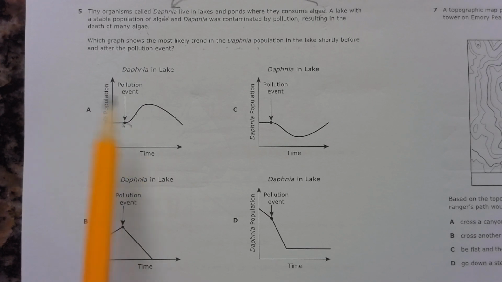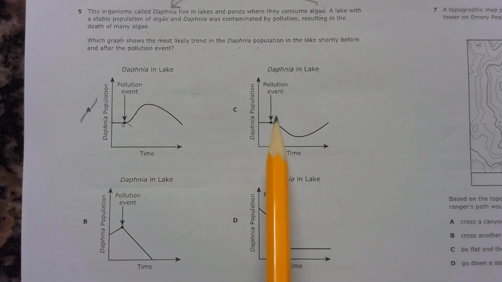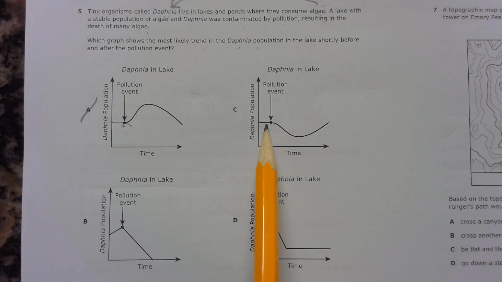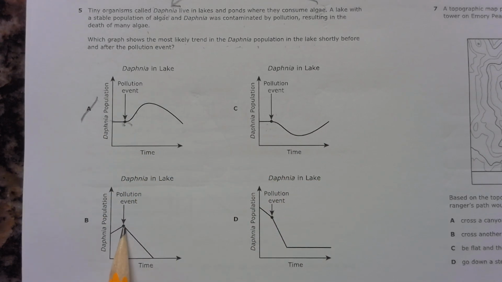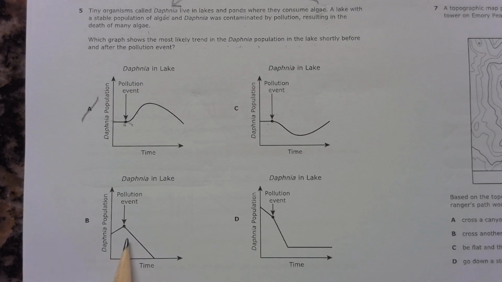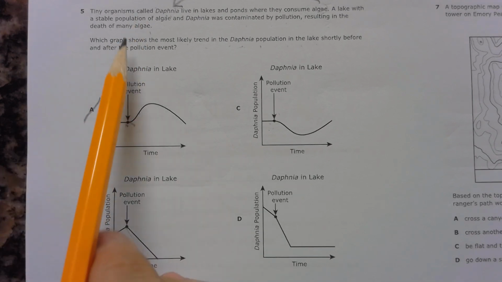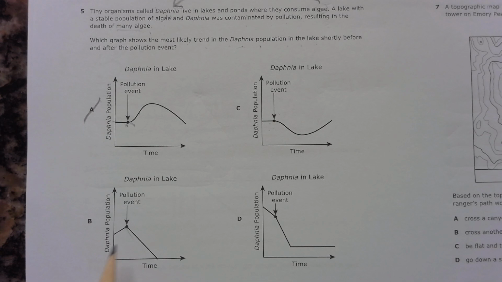And instead, this one goes up. So that one's not correct. This one here does go down. Well, let's go to B first, I guess. Here you have a pollution event, and it kills off the algae, and then the Daphnia numbers go all the way down. Now notice it says the death of many algae, but not all, right? So anyway, the Daphnia numbers go down, but they never come back up.